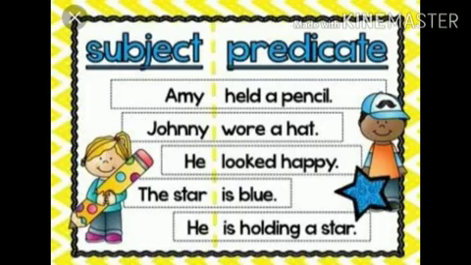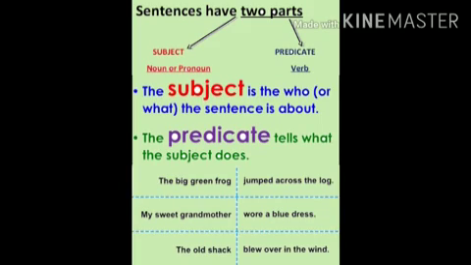Amy held a pencil. Here Amy is the subject and held a pencil is predicate. Then you can also see Johnny wore a hat, where Johnny is the subject. And in this way, the other three examples are also given here. So with these examples, you can clearly understand what is subject and predicate. Here we can see another definition of both subject and predicate along with other examples.